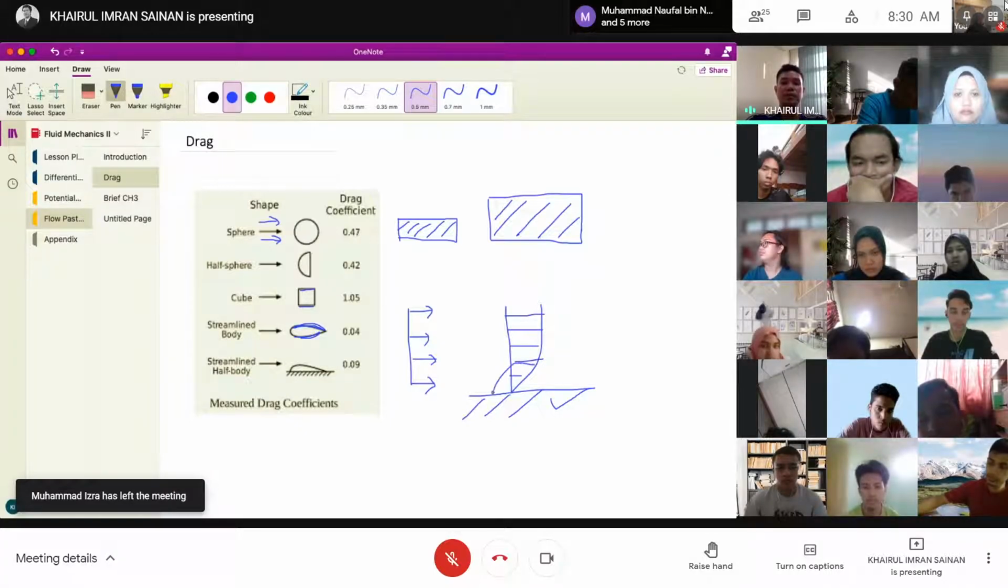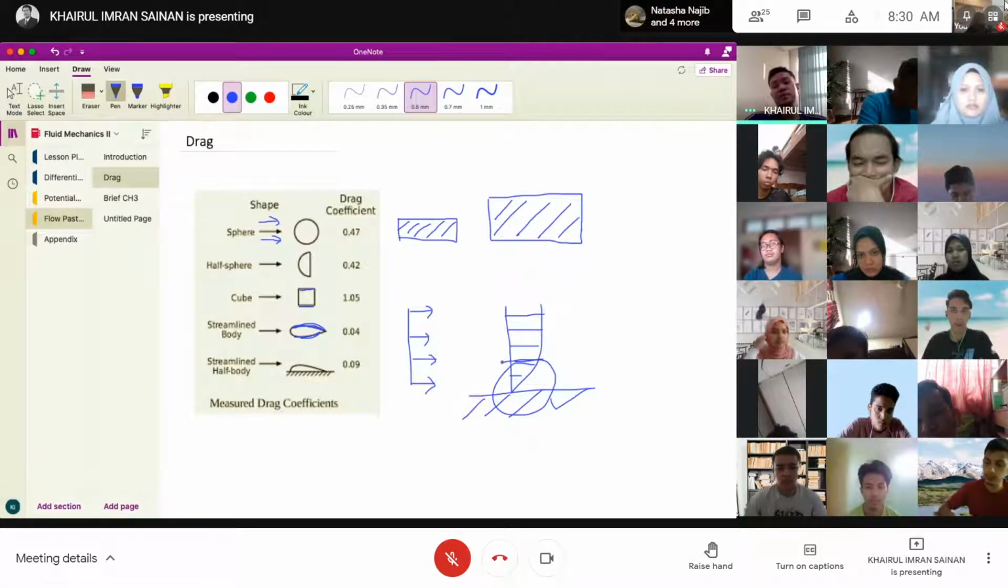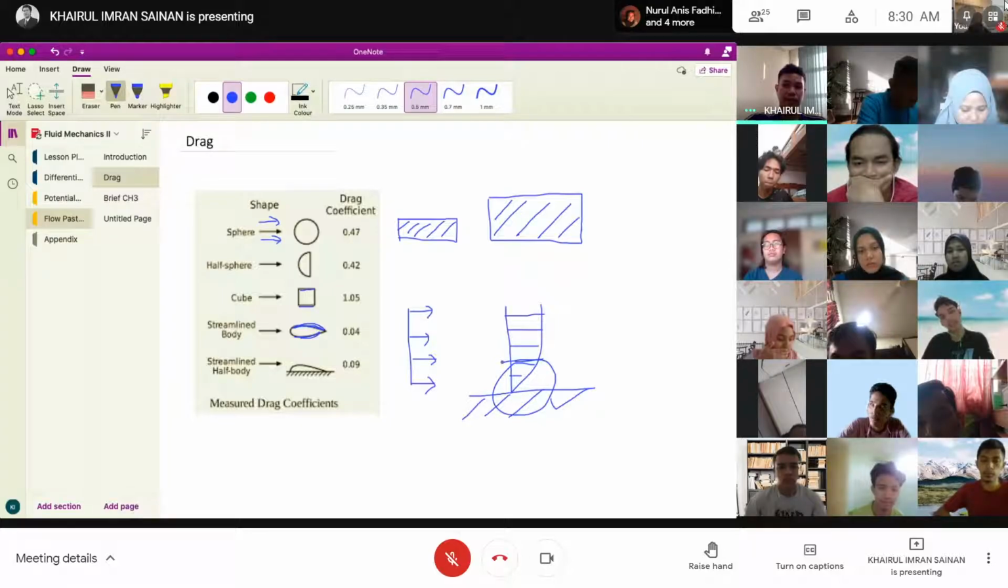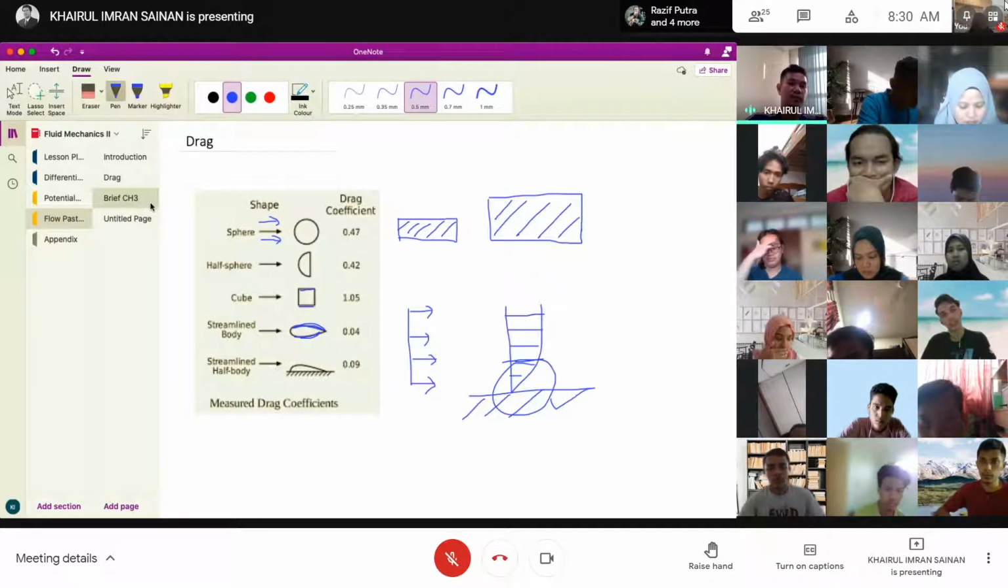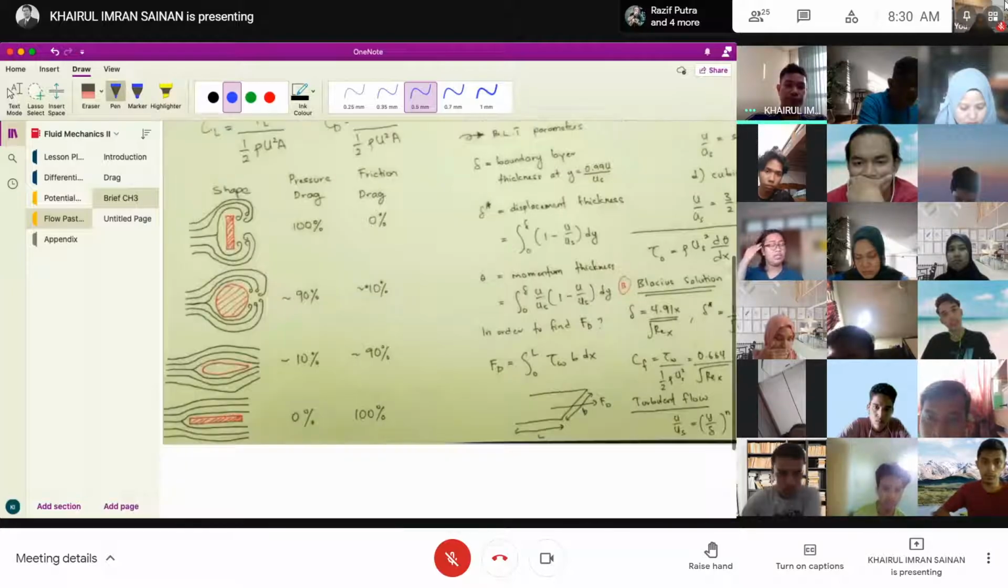Okay, so this one is what? It's due to the surface friction. Okay, next I need this one to explain further.